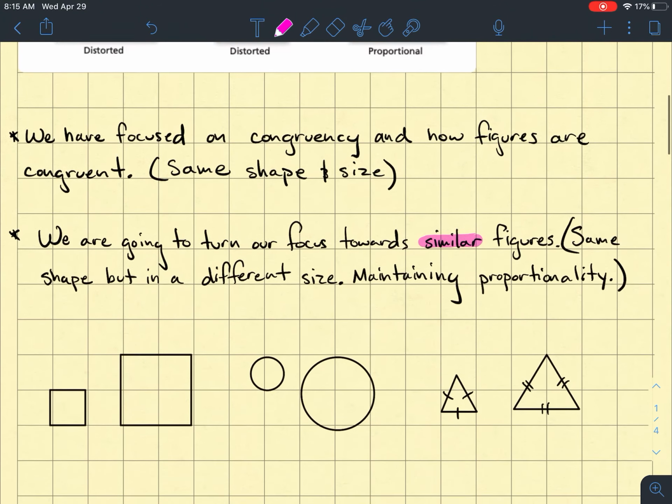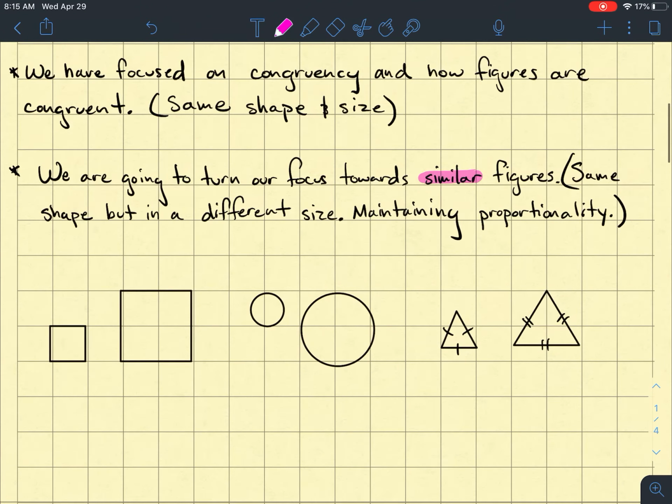And let's go ahead and let's continue moving on. So we have focused on congruency and how figures are congruent. Remember, congruency or congruent means that the shape or the figure is the same and the size is the same. So it's exactly the same, right? And that's congruent. But now I want to refocus our attention on similar.